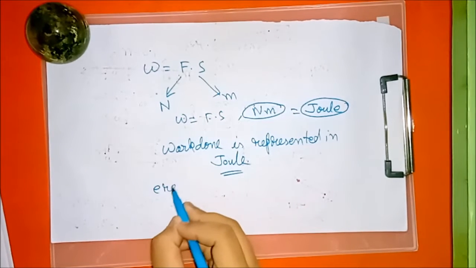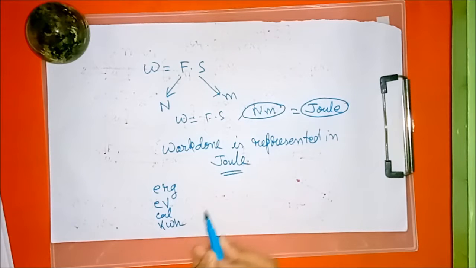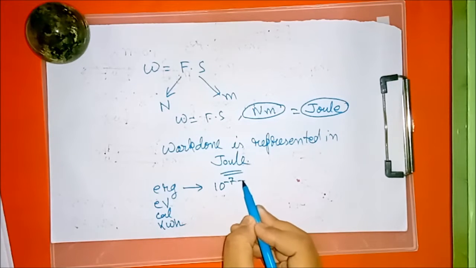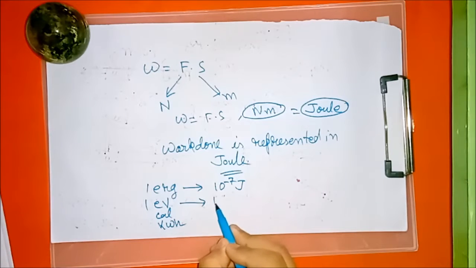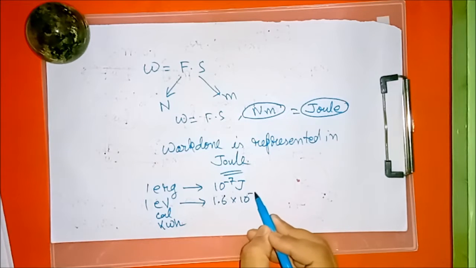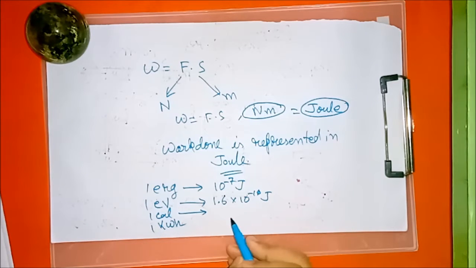Now there are certain other units, commercial units too, of work done. For example, erg, electron volt, calorie, kilowatt hour. For reference, 1 erg is equal to 10 to the power minus 7 joule. 1 electron volt is the charge of 1 electron run through 1 volt potential difference, which is equal to 1.6 into 10 to the power minus 19 joule. And 1 calorie is equal to 4.186 joule, and 1 kilowatt hour is equal to 3.6 into 10 to the power 6 joule.